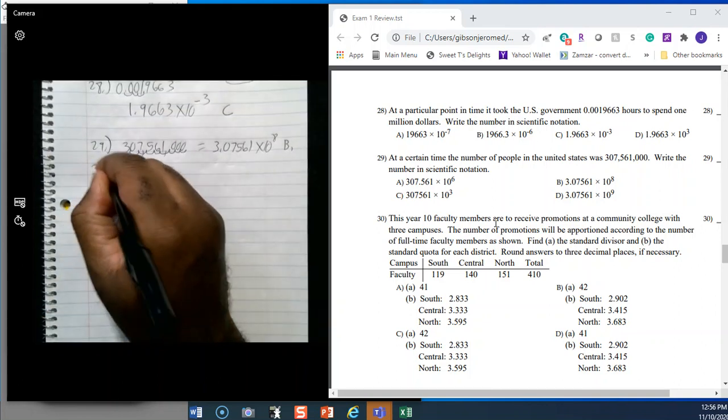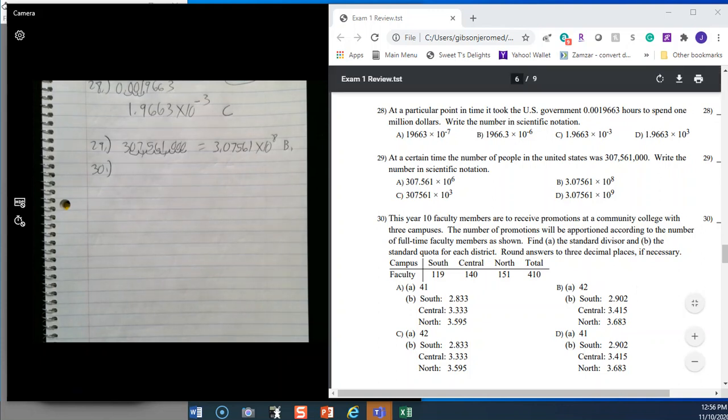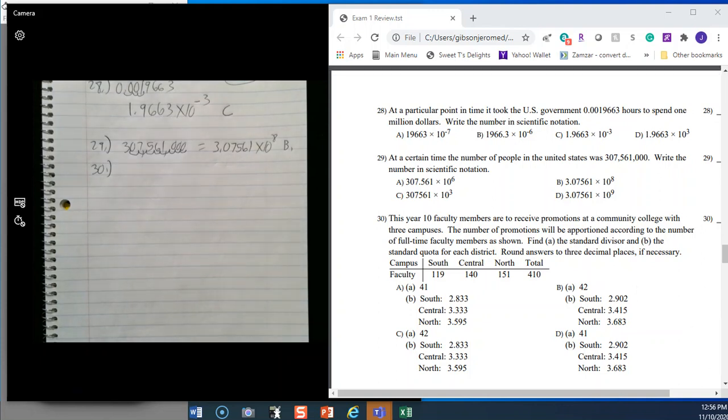Okay, 30. This year, 10 faculty members are to receive promotions at a community college with 3 campuses. The number of promotions will be apportioned according to the number of full-time faculty members as shown. Find A, the standard divisor, and B, the standard quota for each district. Round answers to 3 decimal places. Okay, so now we're going to get into apportionment.